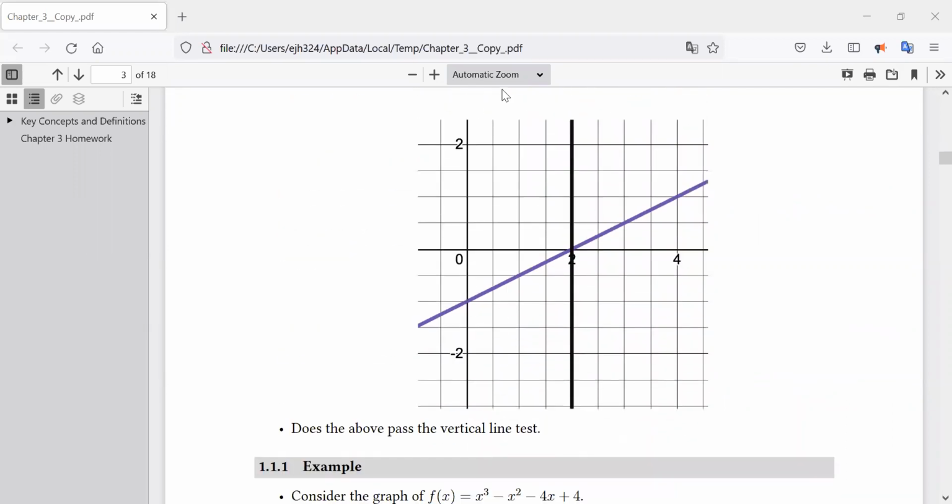What about this guy? Is this a function? It is. Yeah. Anywhere I draw a vertical line, it's going to pass, right? And I can also write this as f of x equals x minus 1, right? Or no, this is going to be 1/2 x minus 1. Cool.